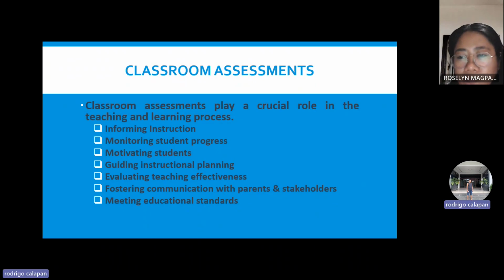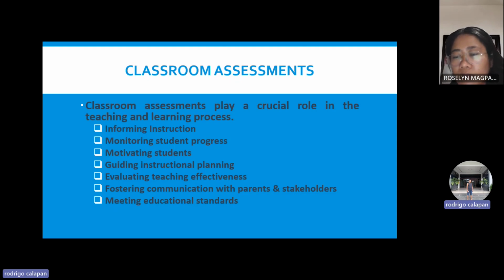The third one is motivating students. Assessments can motivate students by setting clear expectations and goals. So when students receive feedback on their performance, they gain a sense of achievement and understand areas that require improvement. A well-designed assessment also promotes student engagement, and at the same time encourages students to take ownership of their learning.